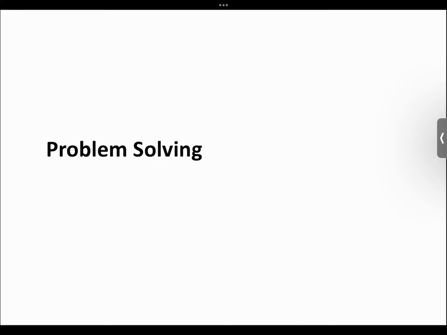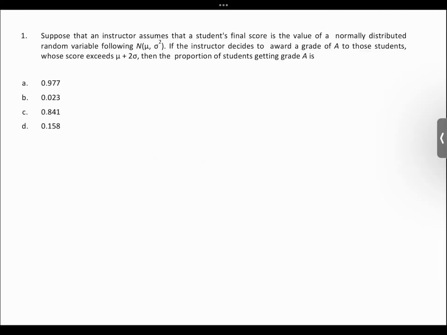Now let us solve problems. This is the first question. Suppose an instructor assumes that a student's final score is the value of a normally distributed random variable. X follows a normal distribution, mu, sigma square. If the instructor decides to award a grade A to students whose score has to exceed mu plus 2 sigma, you need to calculate the proportion of students getting an A grade.